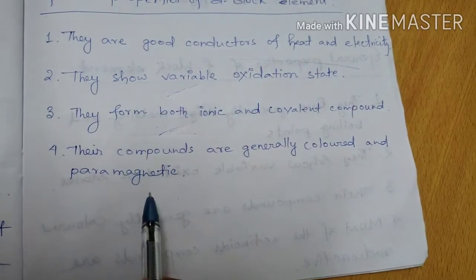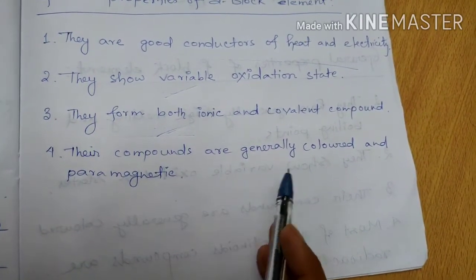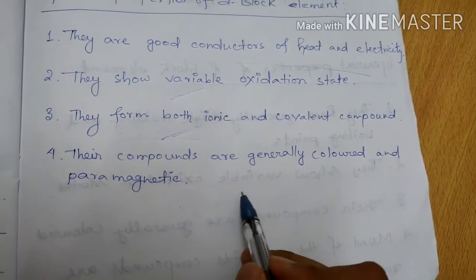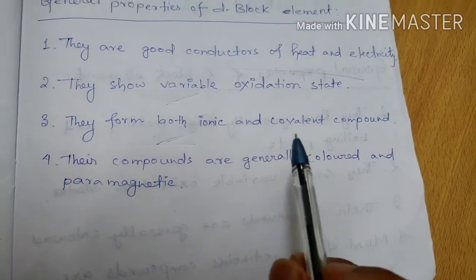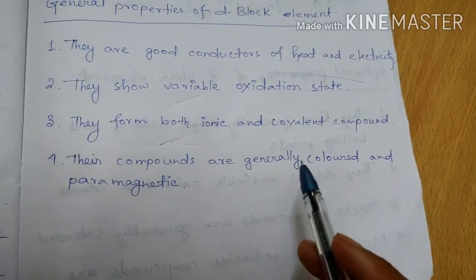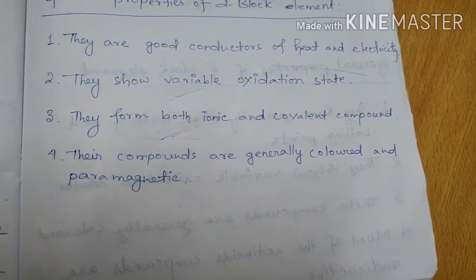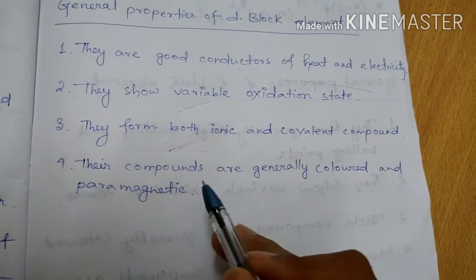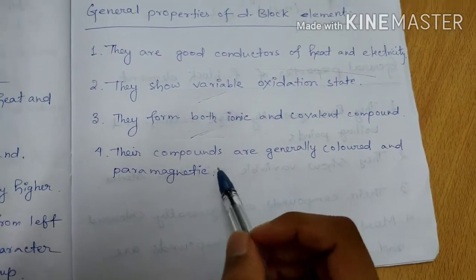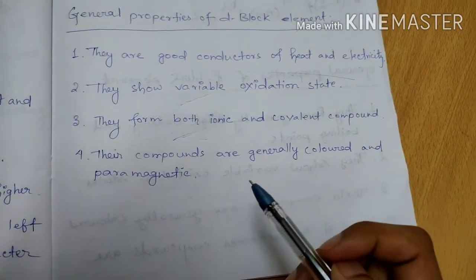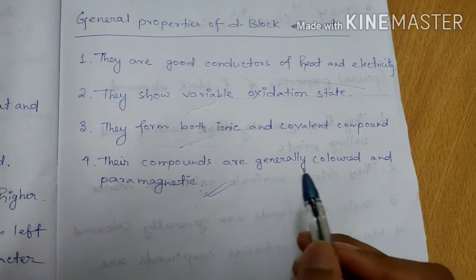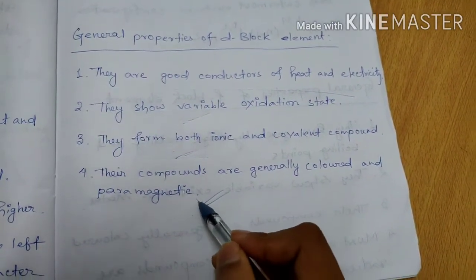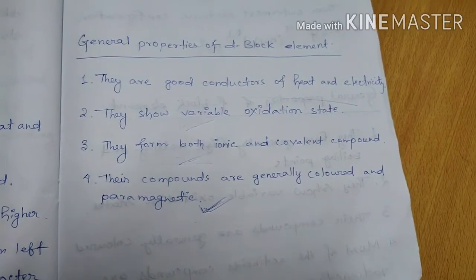And number four is their compounds are generally colored and paramagnetic. That is, if we heat these d block elements, then they impart color in their flame. And also they are paramagnetic, that is, d block elements have unpaired electrons. That's why they are paramagnetic. So this is the number 4 property of d block elements.